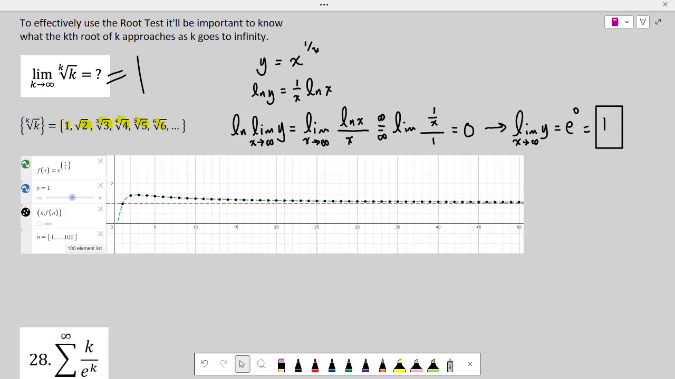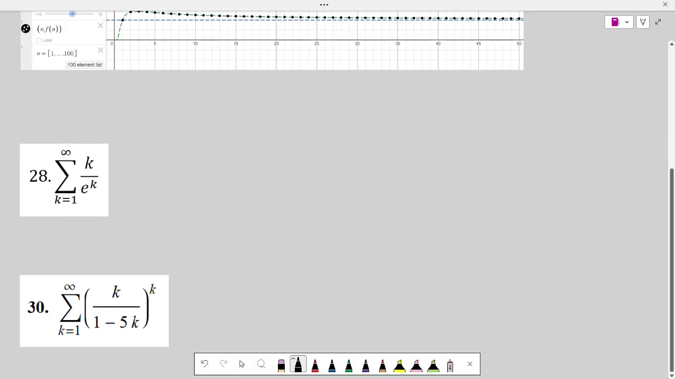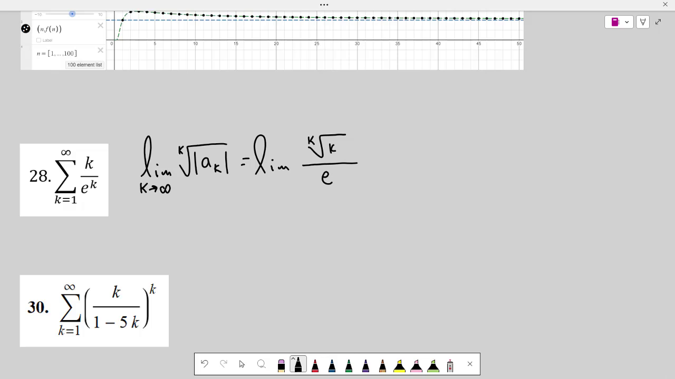Not obvious, but it's going to be very helpful. So here, let's take a look at the root test. So with this one, if we take the limit as k goes to infinity of the kth root of the absolute value of a sub k, this is going to be the limit of the kth root of k over e. So if we take the kth root of the numerator and the kth root of the denominator, the kth root of e to the k is e, and we're left with this. Now we know that the limit of k to the 1/k as k goes to infinity is 1. So we get an overall limit of 1 over e.